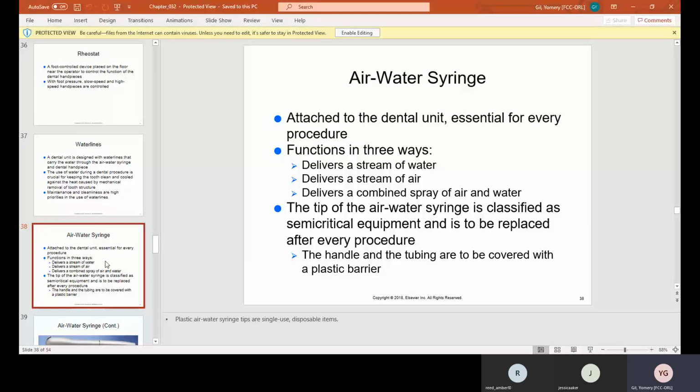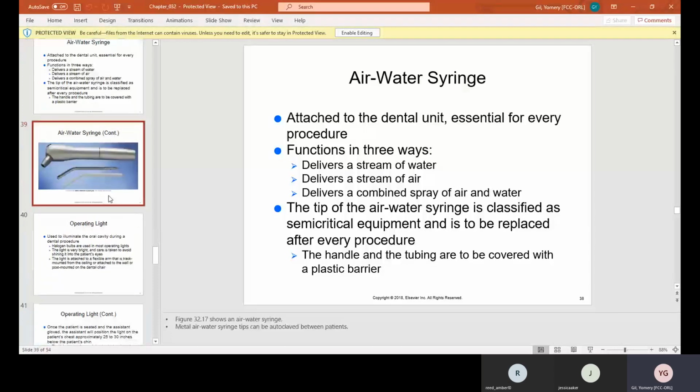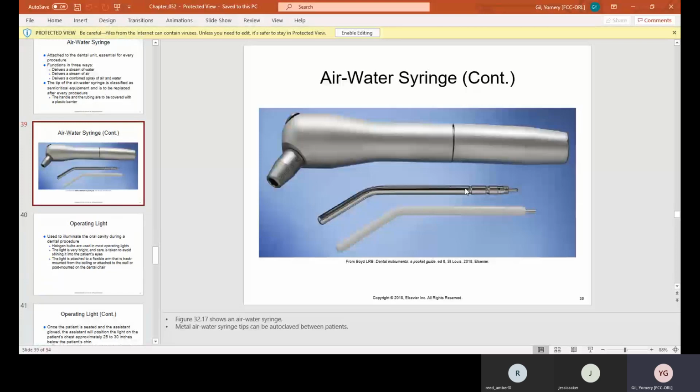So this is an example of the air water syringe. And like I said, it can have a metal tip, which can be sterilized in the autoclave, or it can have a disposable plastic tip, which can be discarded after each patient. And then it has two little buttons here on the top. One button is for air, one button is for water.